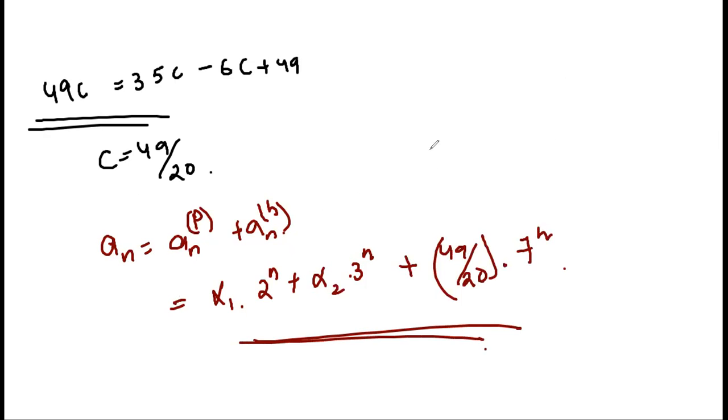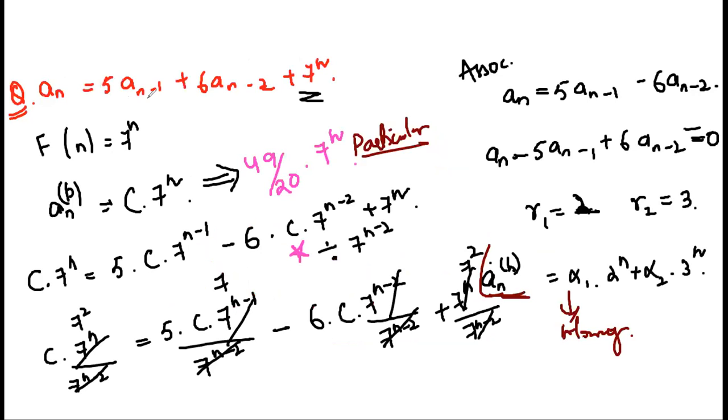This is our solution. If we were given initial conditions, we could find the values of alpha 1 and alpha 2. But since we have not been given the initial conditions, we cannot find them, and we will leave it as it is. This is the general solution for our problem, a_n = 5a_(n-1) - 6a_(n-2) + 7^n. So this concludes our topic of theorem 5.